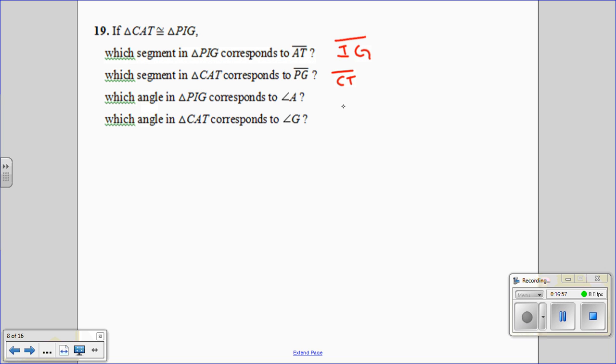Which angle in PIG corresponds to angle A? That would be angle I, because angle A is second in CAT and angle I is also second in PIG. Which angle in CAT corresponds to angle G in PIG? So that means it would be angle T. So when it's asking for corresponding, just simply provide the letter or letters that are in the same location in both triangles.